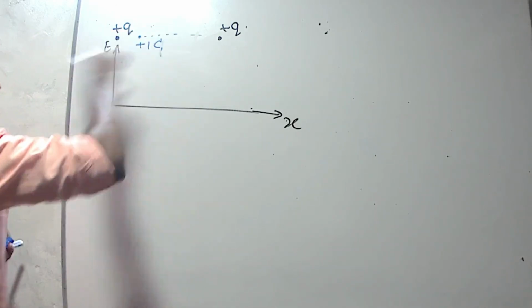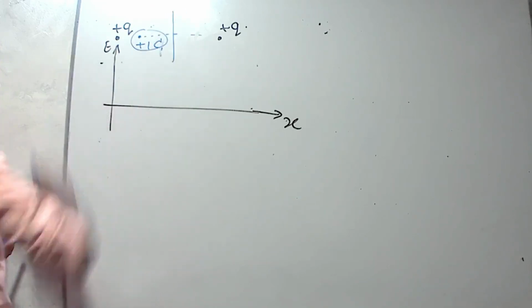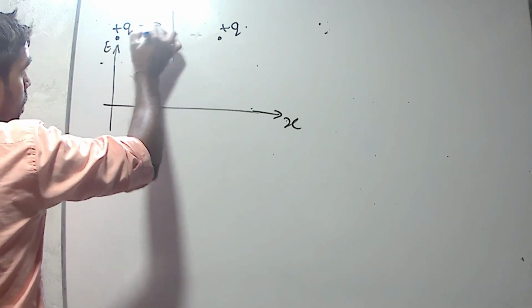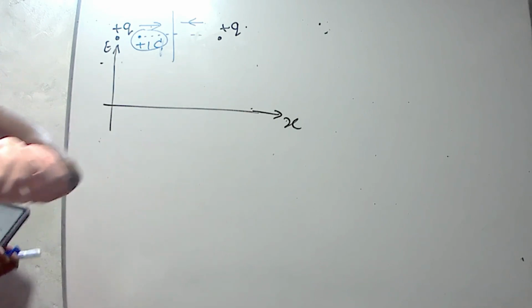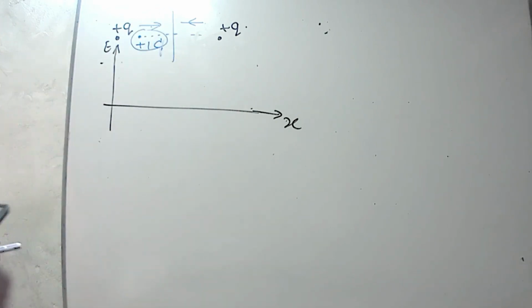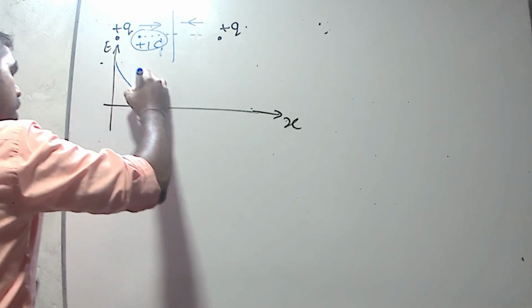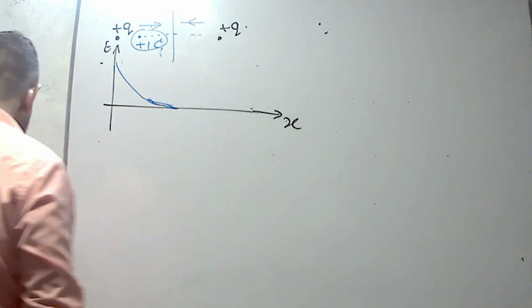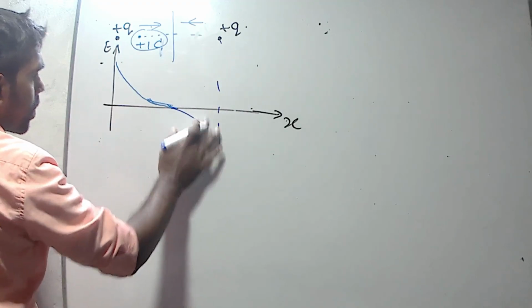Then the electric field is in this direction for this side, and it is in the opposite direction for this side. When moving plus 1 Coulomb near to this point charge, the force is opposite. It means the electric field intensity is decreasing, and at this midpoint it is 0. After passing 0, it is increasing in the opposite direction. It is like this.